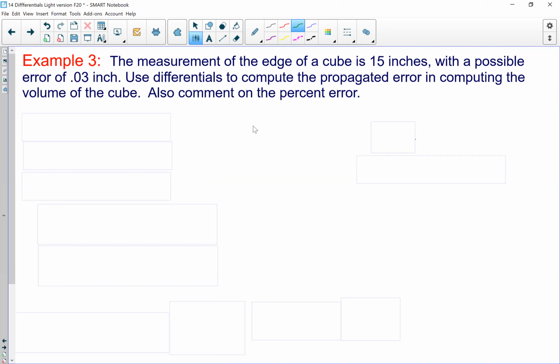Let's say for the moment that each edge of the cube is 15 inches, and suppose that it goes up by 0.03, from 15 to 15.03. By how much would the volume of the cube change? But because they did not say it increases by 0.03, they said it's an error of 0.03, it could be up or down 0.03. So the only difference between this problem and the last problem is that here, since we don't know if it's up or down, we're going to use plus or minus notation.